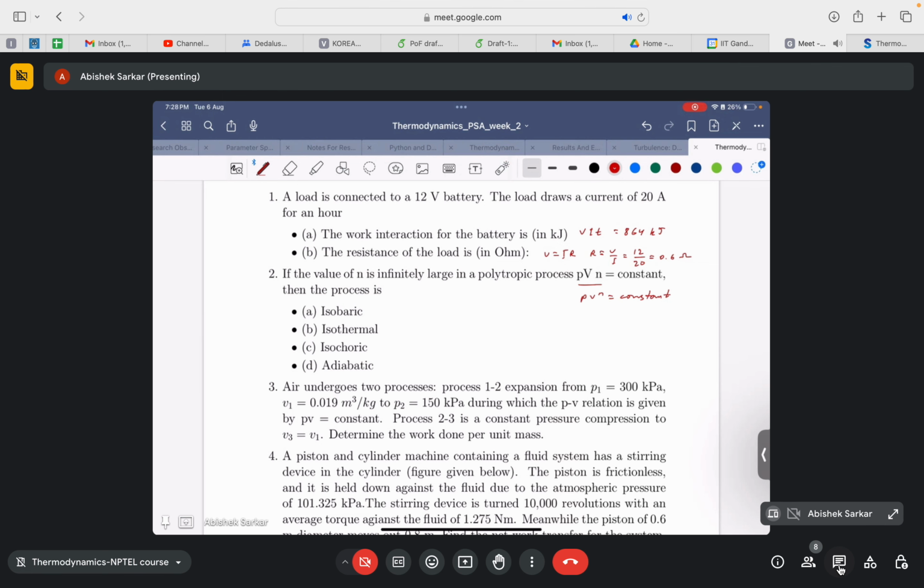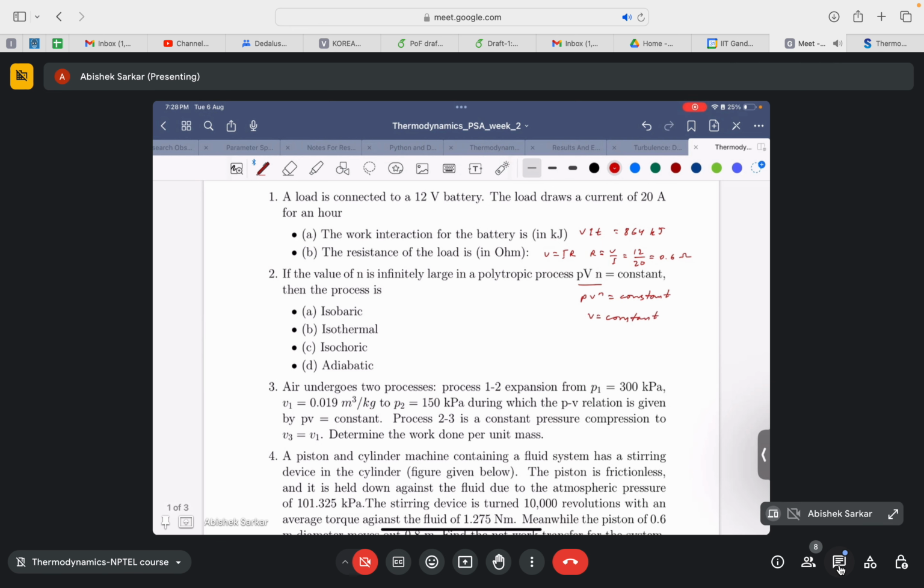Why? Again, see, if n is infinitely large, then the value of P becomes insignificant in this equation. So it will basically imply that V is ideally equal to constant. Yes, exactly. So V equal to constant would mean an isochoric process.